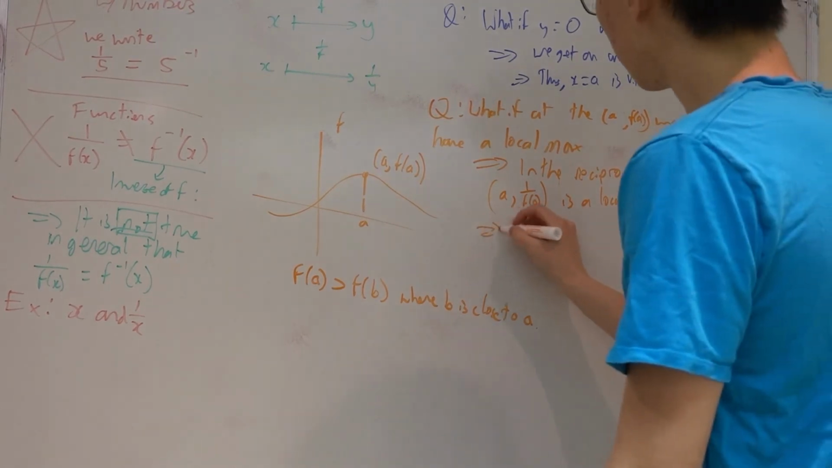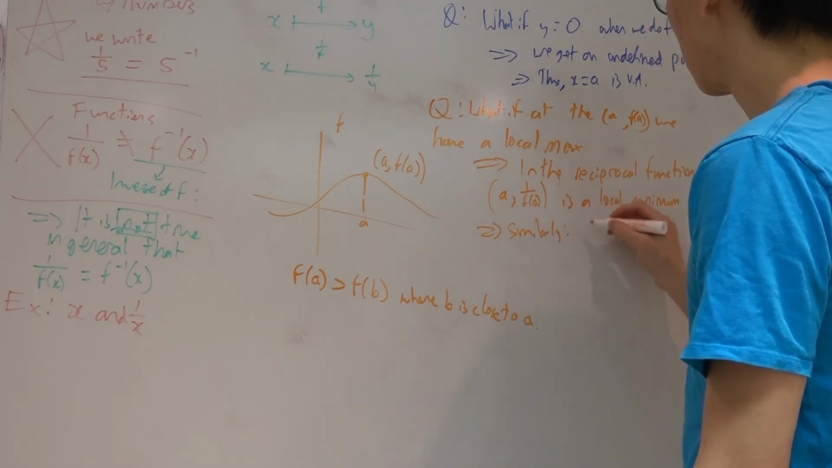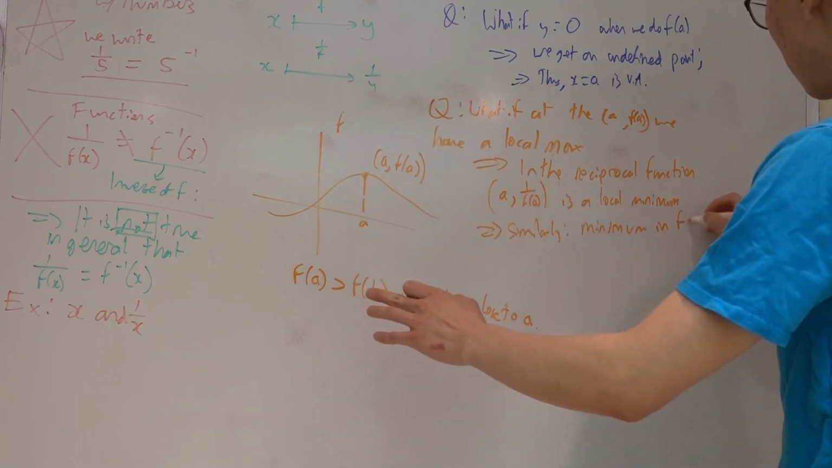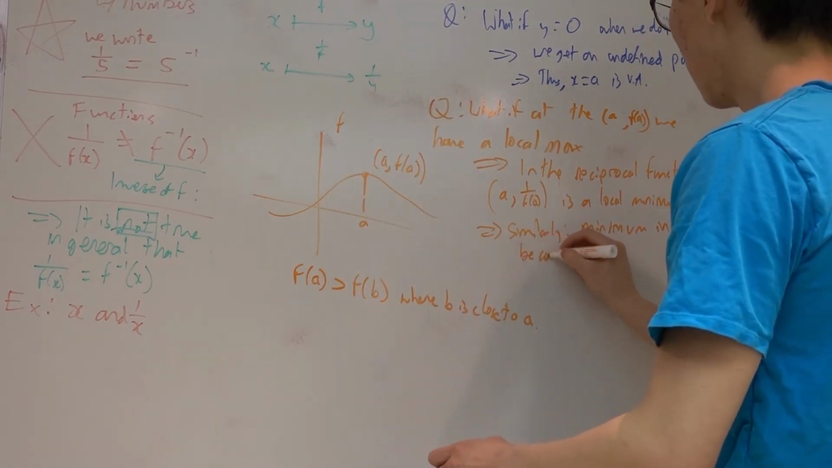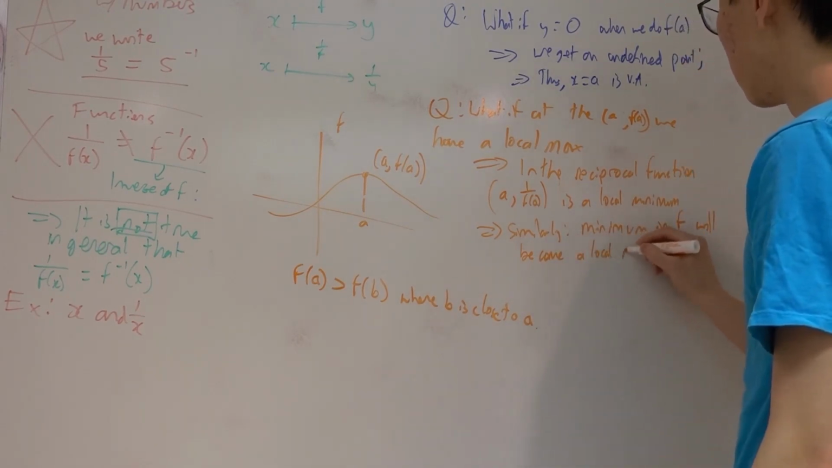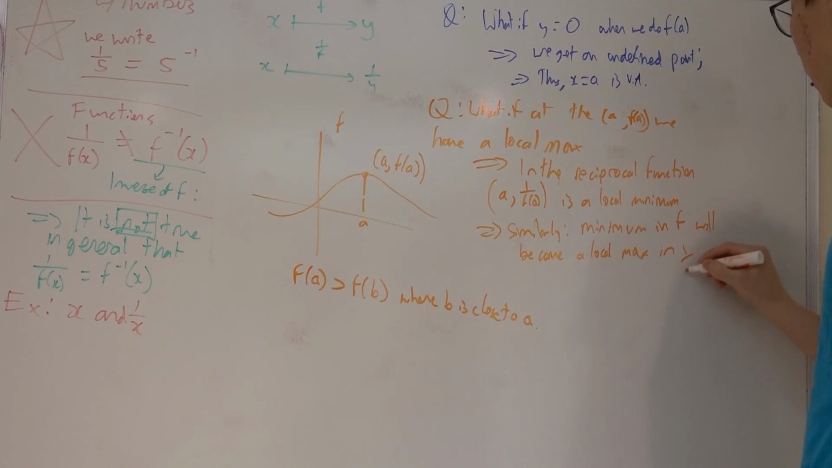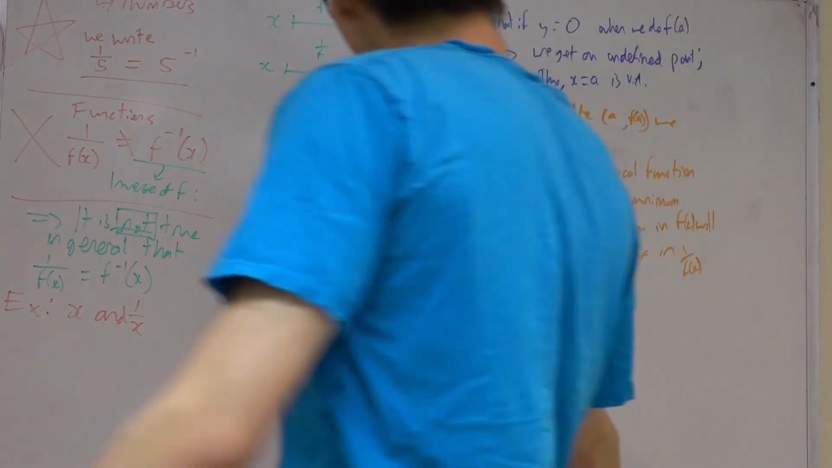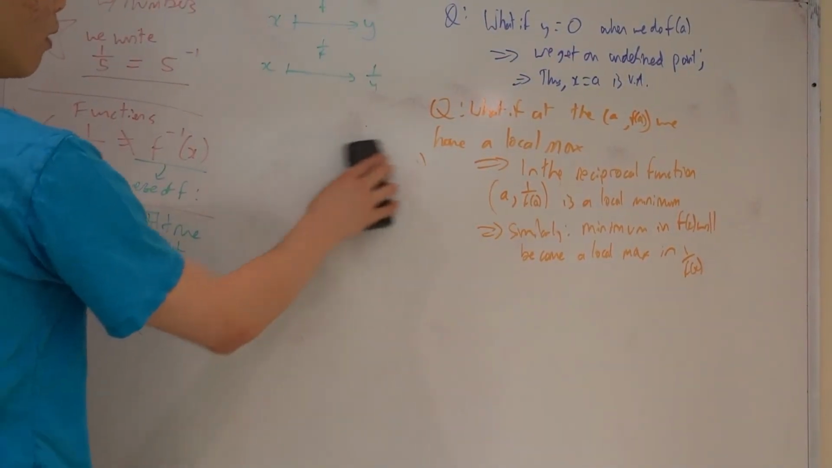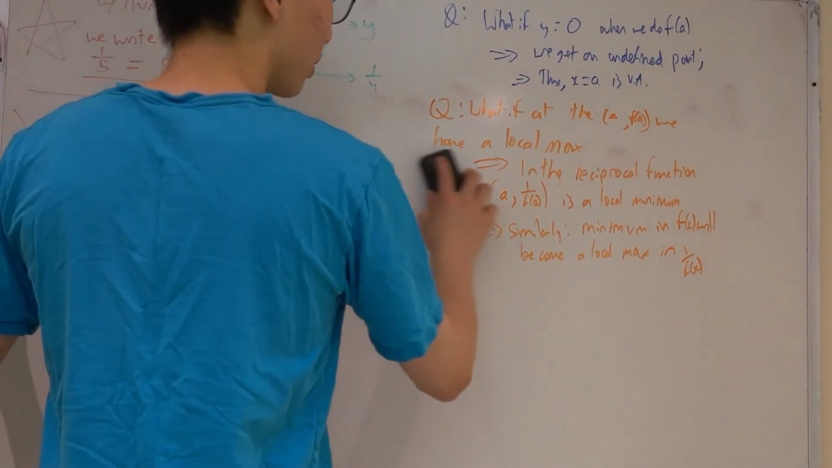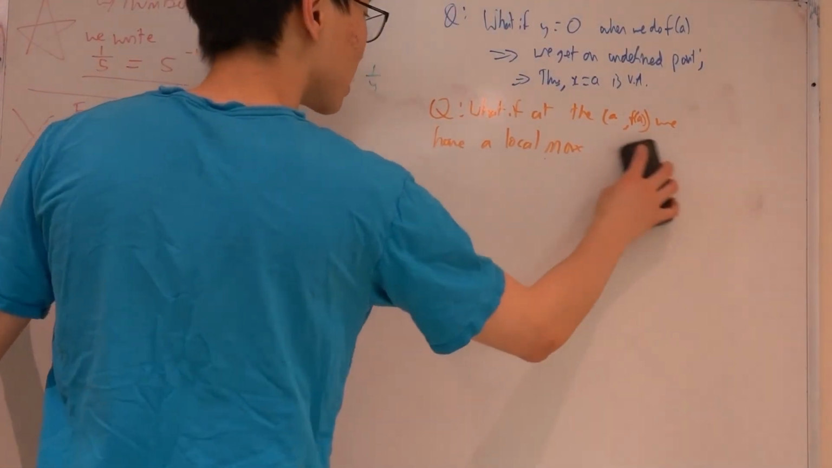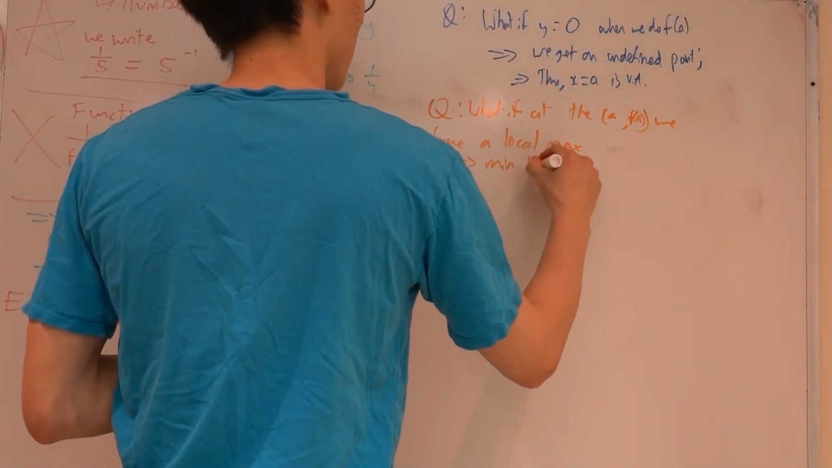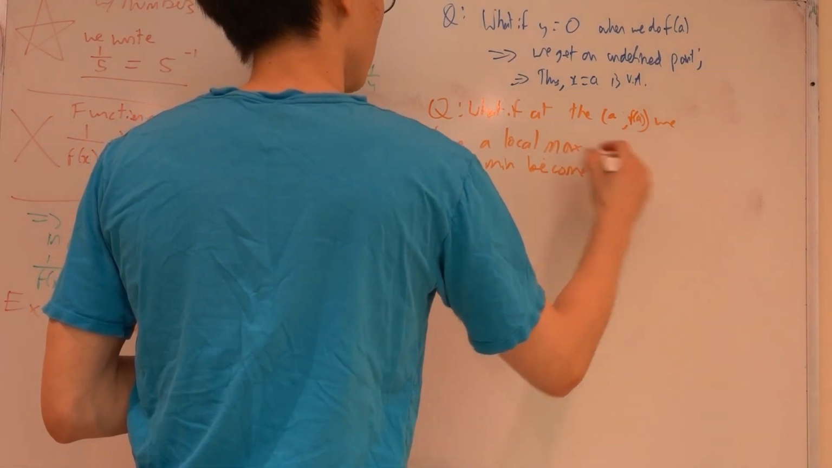Okay? Similarly, a local minimum in f will become a local max in 1 over f of x. Okay? So what I'm going to do is, because that took up a lot of space on the board, you can write that out fully, but all I'm going to do is write here that min becomes max and max becomes min. That's the short way of remembering it. Min becomes max, max becomes min.